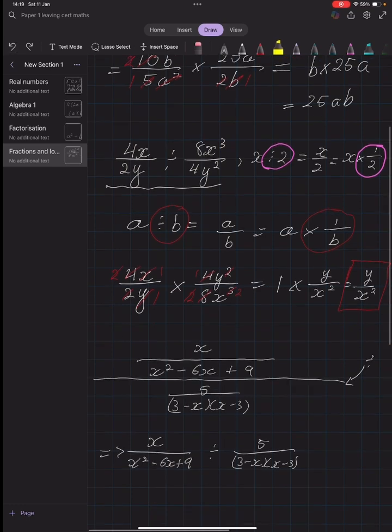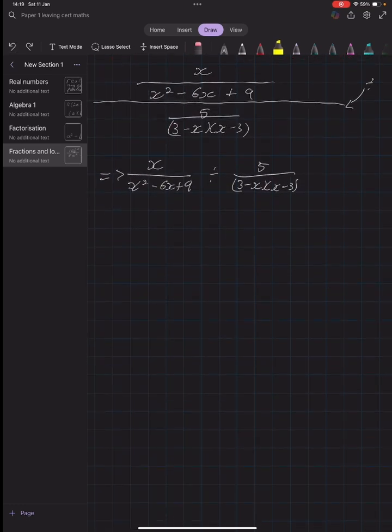So now, again, I'm going to change this to multiplication. So I'm simply going to say this thing is equal to x over x squared minus 6x plus 9. I'm changing this to a multiply sign. So it's going from division to multiplication. And because it's changing to multiplication, I need to flip this fraction. So now it becomes 3 minus x and x minus 3 all over 5.